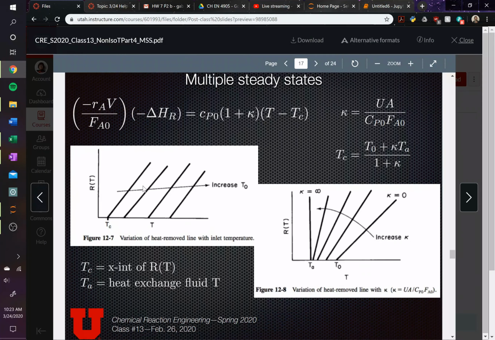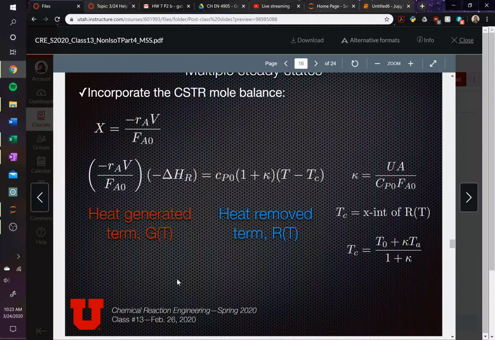A steady state is unstable if, when you slightly increase the temperature from steady state, the heat generated is greater than the heat removed. That is an unstable steady state, because you're creating more heat than you can remove, and that could cause damage to your reactor and potentially result in a runaway reaction. All things you do not want.